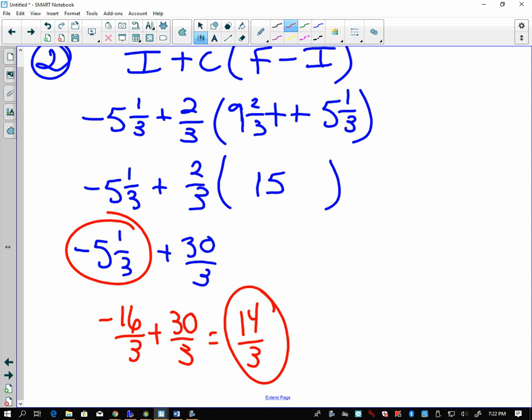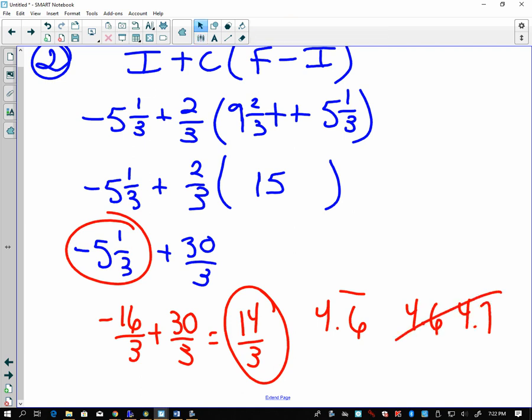The only way I would take this as a decimal is if you put 4.6 with a repeat bar over that. If you put 4.6 or even 4.7, that's going to be a wrong answer on the test. Okay? You ought to be able to give me an answer like that.